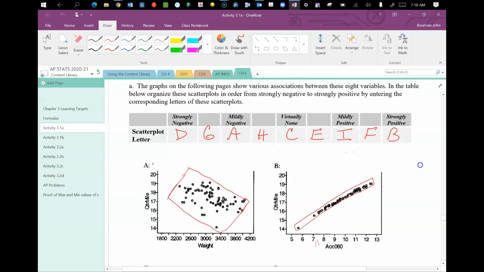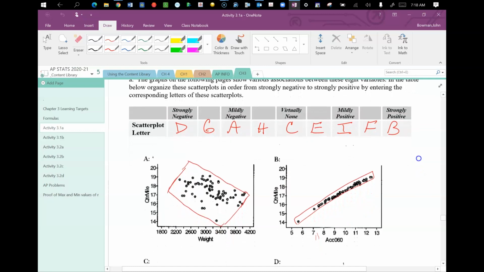So one of the techniques that you can use to help you determine the strength and the direction of the association is to draw the smallest rectangle that you can around the points and take a look at the direction of the longer axis of the rectangle, and that would establish the direction of the association. If that longer axis has a negative slope, then it would be a negative association. If it has a positive slope, then it has a positive association.